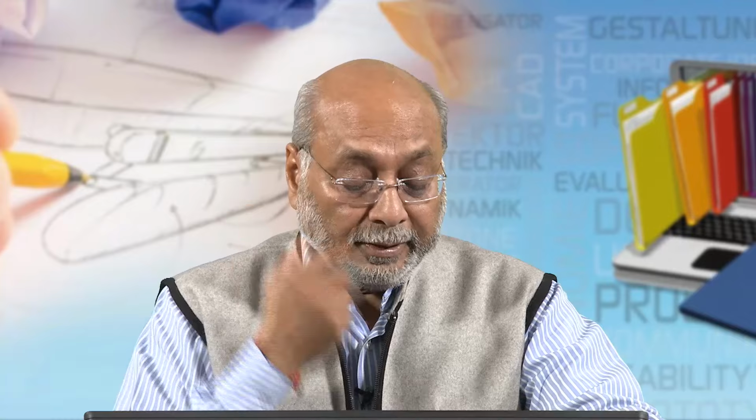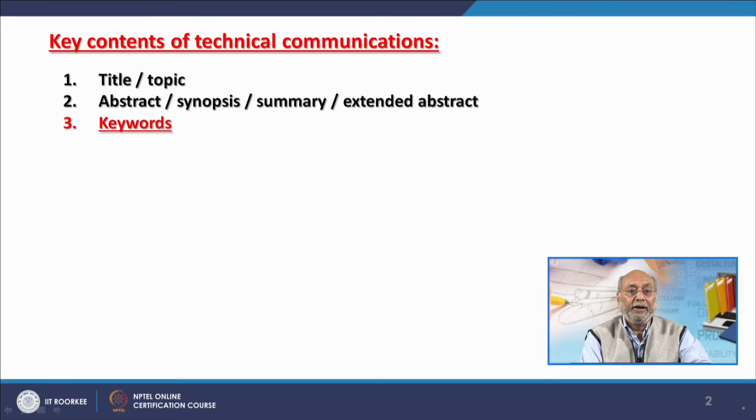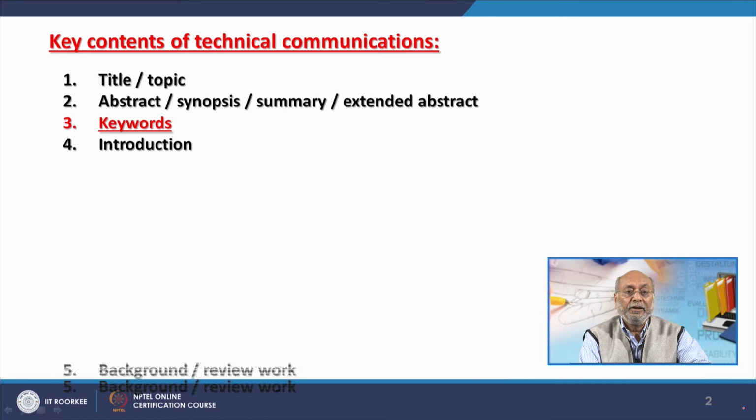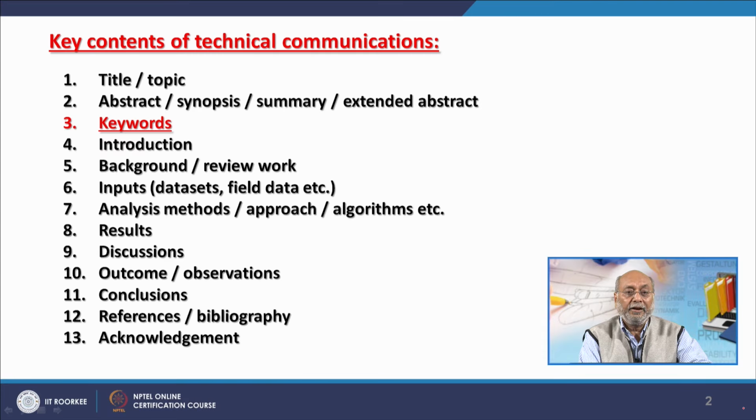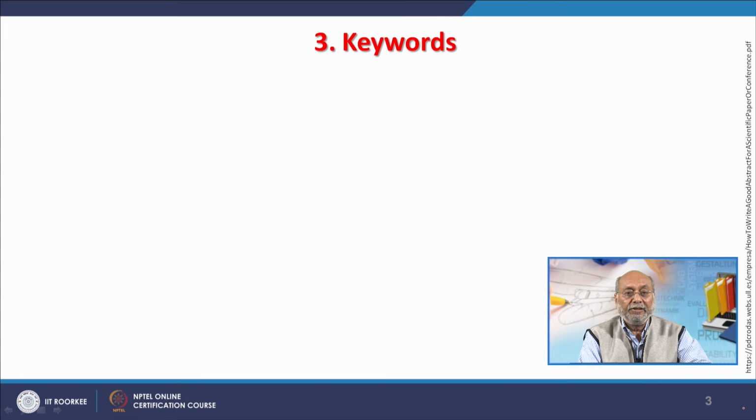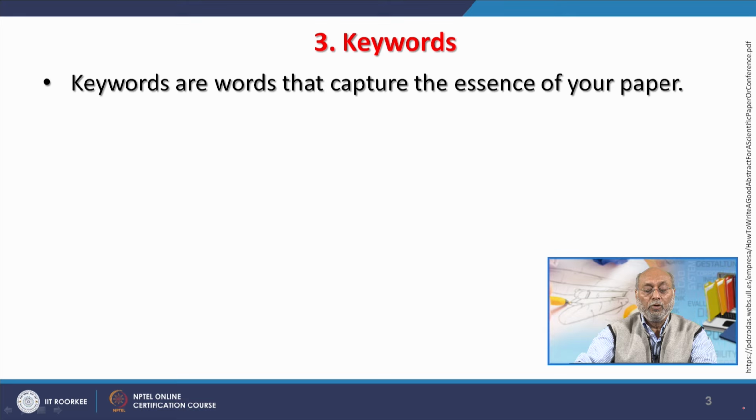Now, let us start with the keywords and introduction section. As we have already covered title and topic, and the terms abstract, synopsis, summary and extended abstract, now we are going to discuss keywords, which is highlighted here in red color, and the remaining things we will discuss in due course of time.